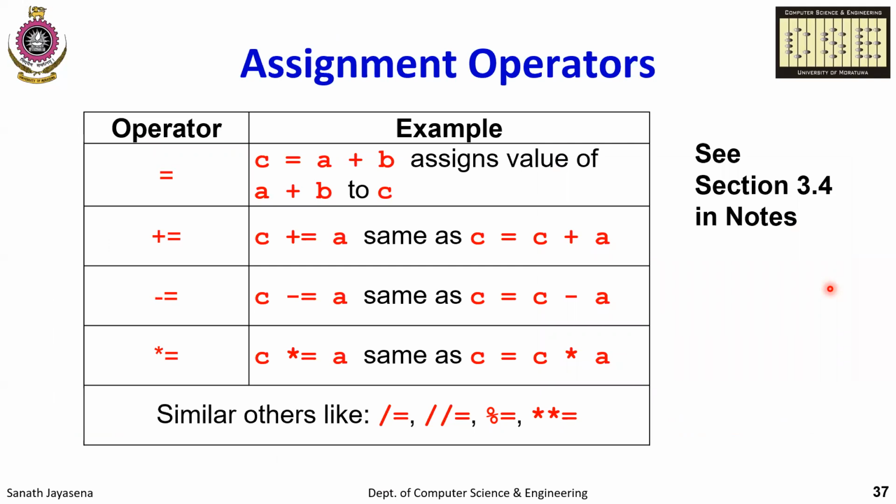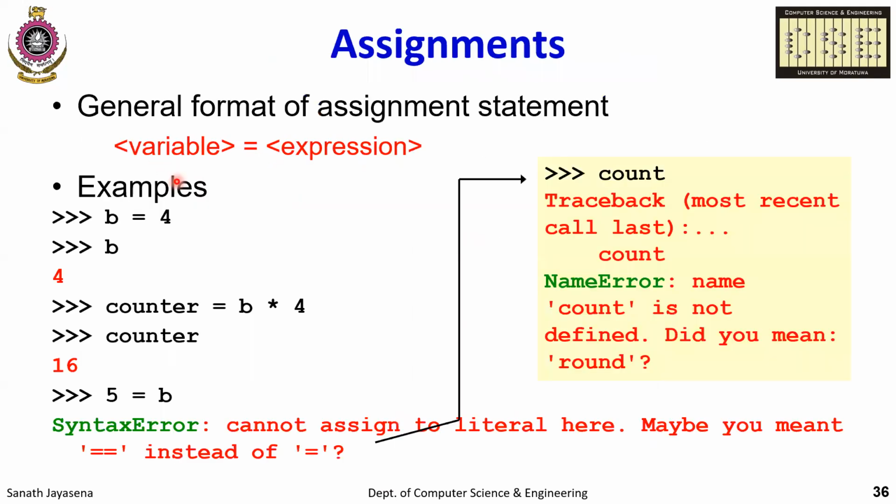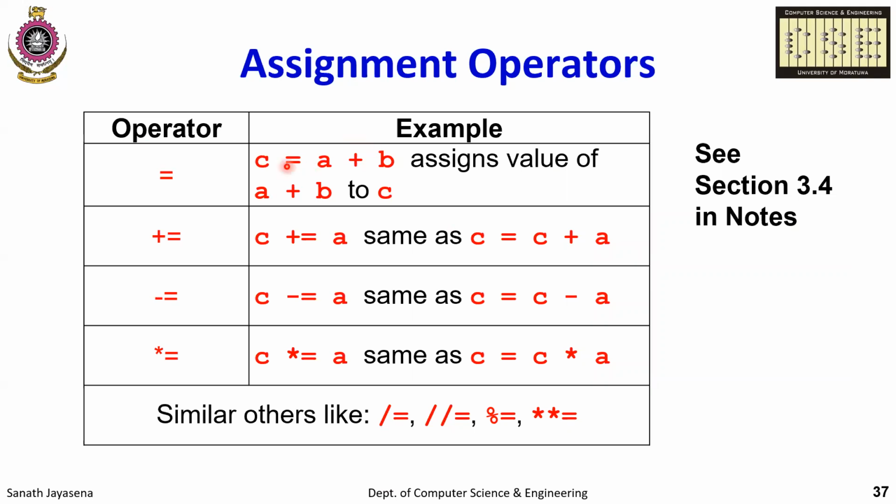Here are some assignment operators. We are looking at only this one, yes. And okay, one other thing I just forgot to mention. First of all, let's finish this thing. So this is what we discussed in the previous slide, right? C equals A plus B means A plus B will be evaluated, and the result will be assigned to C. A plus B assigns the value of A plus B to C.